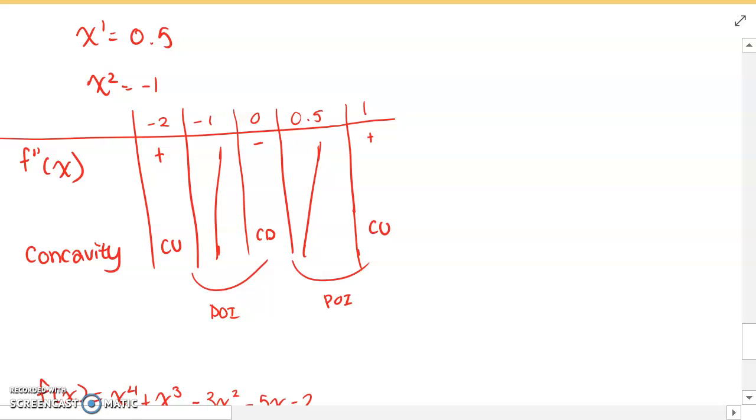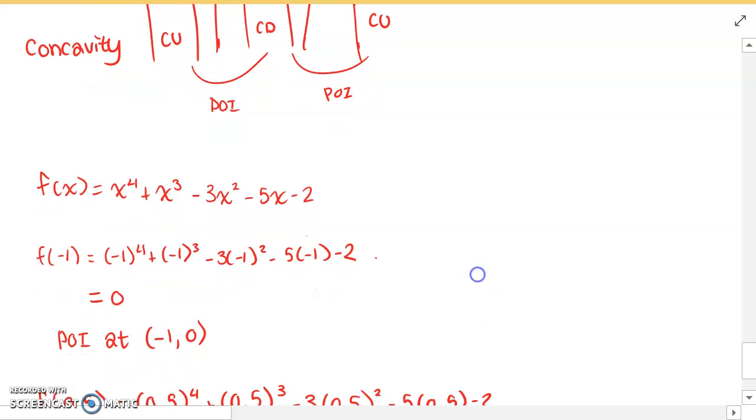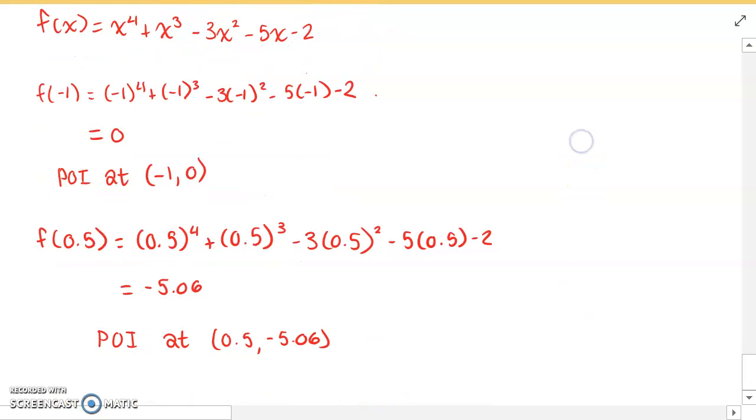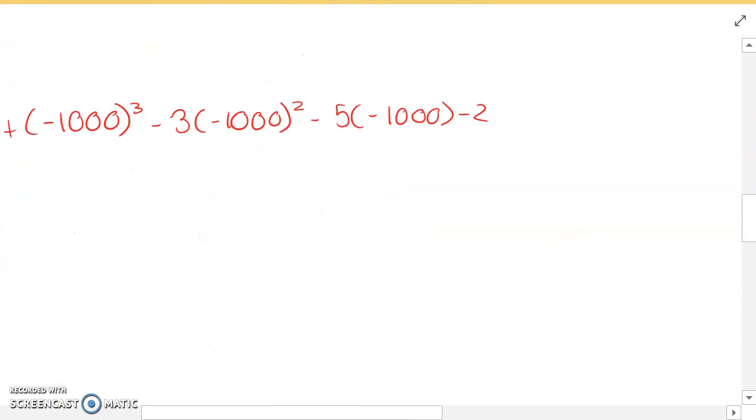So as you can see, we go from concave up to concave down to concave up, which means there are 2 points of inflection. And to solve for those two, I ended up basically plugging in my values, so -1 into the equation, which ended up giving me -1, 0 for the point of inflection, with the y value included. And then I ended up plugging in 0.5 as well, which ended up giving me a y value of -5.06.